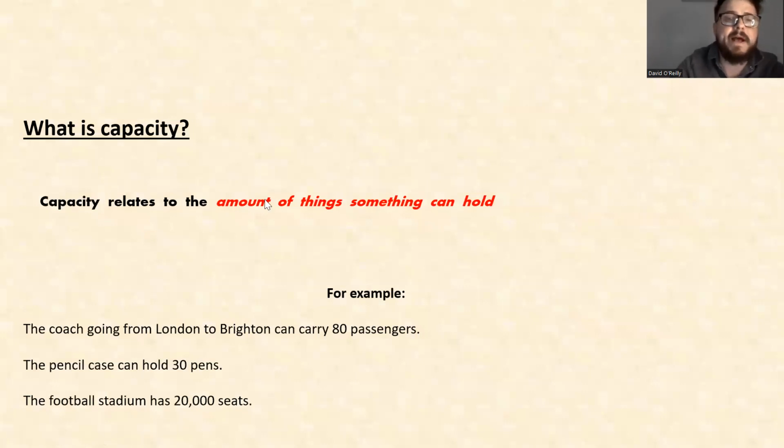Capacity relates to the amount of things something can hold. So for example, the coach going from London to Brighton can carry 80 passengers. Therefore, the coach has a capacity of 80 people. The pencil case can hold 30 pens. The capacity of the pencil case is 30 pens. And the football stadium has 20,000 seats. Therefore, the capacity of the football stadium is 20,000.